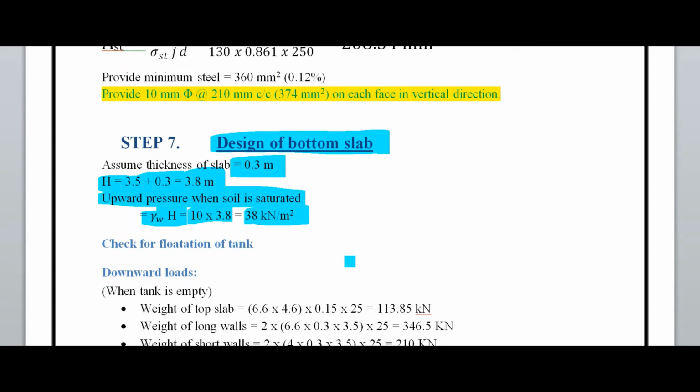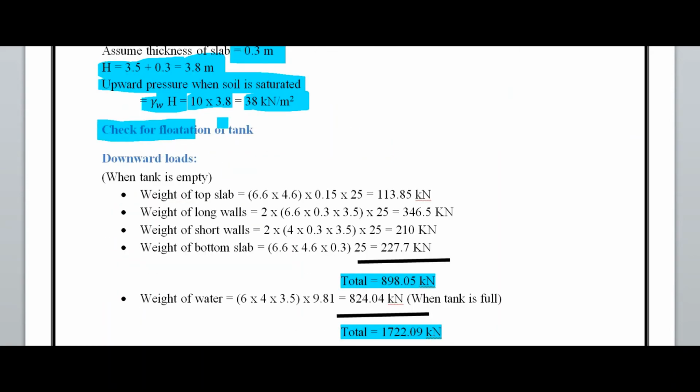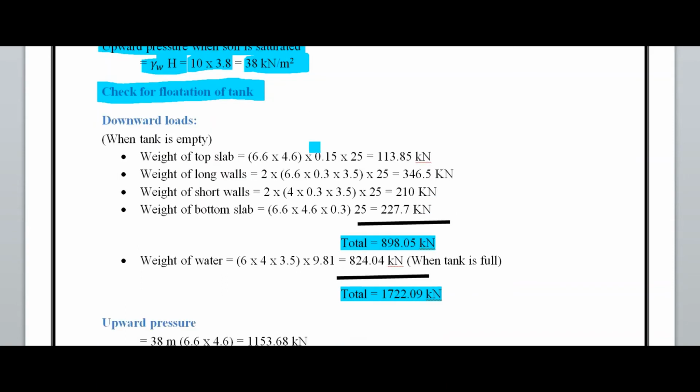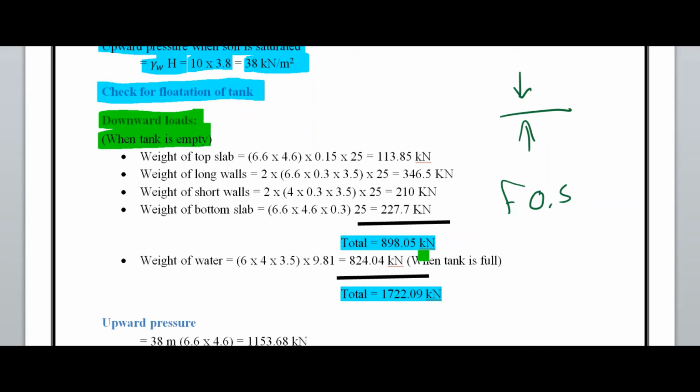Now we have to check flotation of the tank. We have to check whether the water tank slab design is safe. First of all, we assume there is a slab with a downward force and an upward force, then we have to calculate the factor of safety. In this step we will calculate the downward force when the tank is empty and when the tank is full. We have to calculate for both.